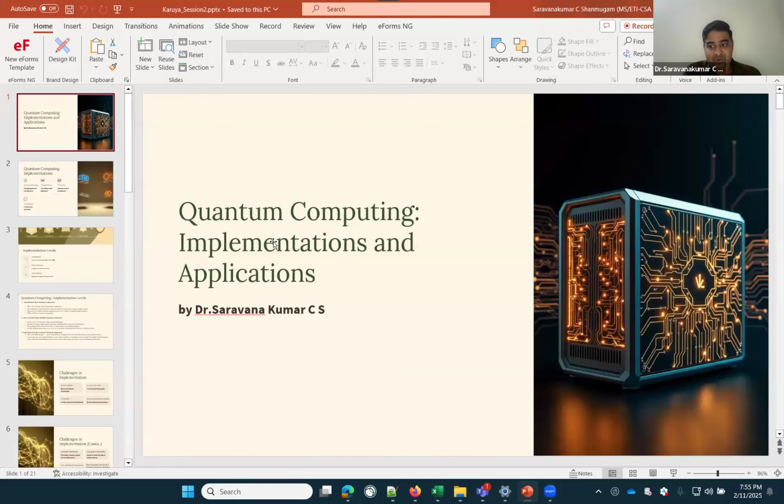So I will share my screen. In this session, we will mainly talk about quantum computing: what the applications are, especially how it is slowly getting implemented, and how we are trying to make it a reality. Many of our friends, professors, and everyone have asked, okay, when can we get quantum, when is it expected?